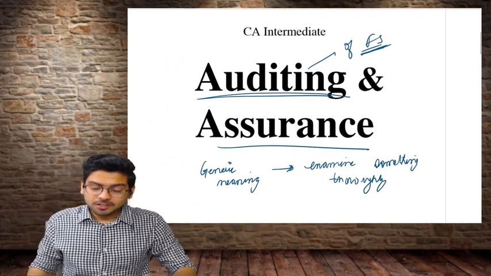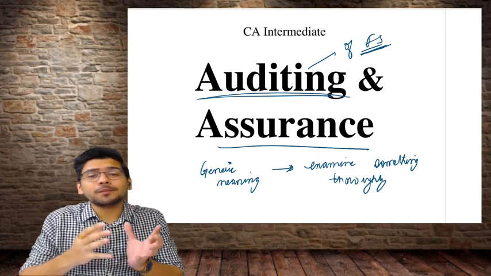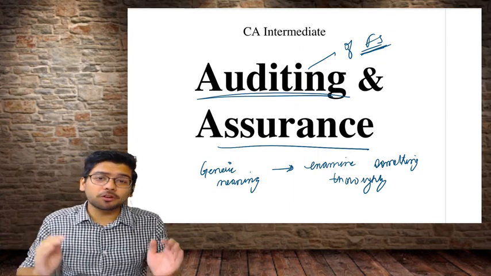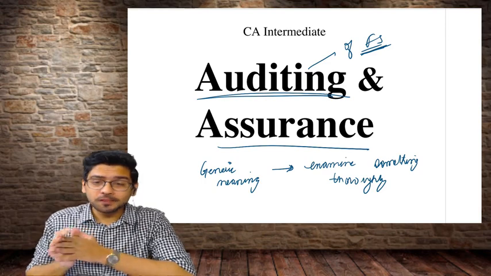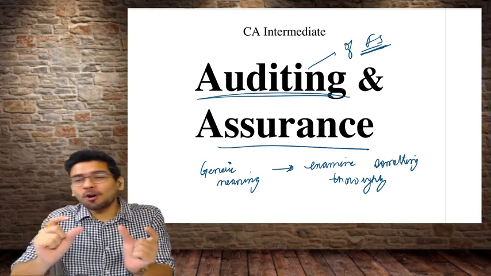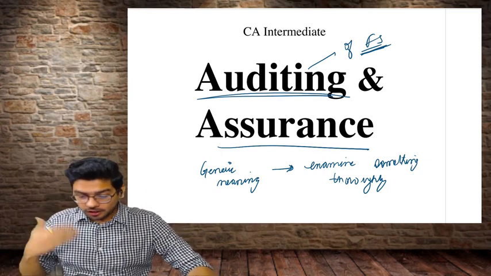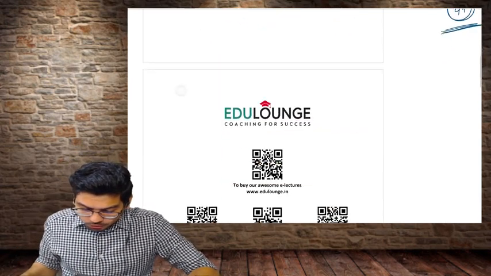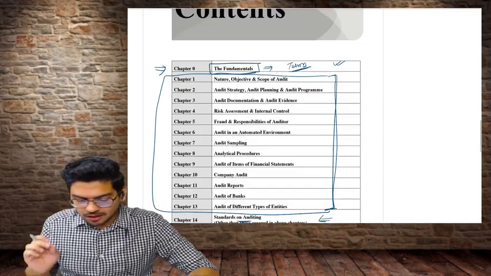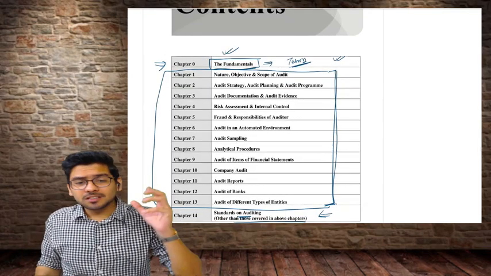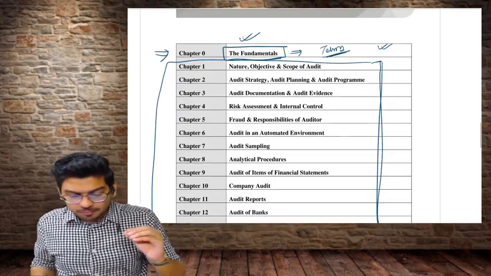In this subject, we are going to audit basically the financial statements, auditing of financial statements. So in order to understand auditing of financial statements, let us first understand what financial statements means. I want all of you to come to this chapter of the fundamentals. We are starting with chapter number 0. Let us start with the chapter fundamentals.